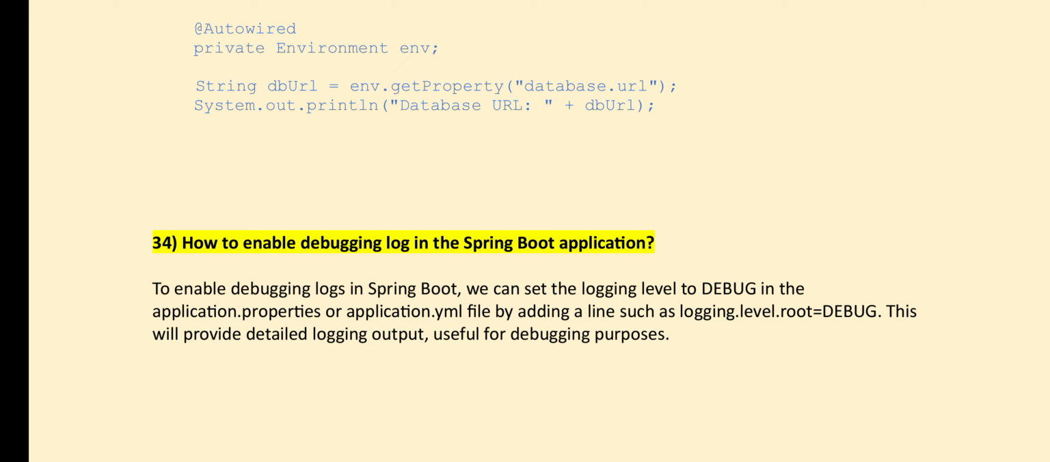How to enable debugging log in a Spring Boot application? To enable debugging logs in Spring Boot, we can set the logging level to debug in the application.properties or our YML file by adding a line such as logging.level.root=debug. This will provide detailed logging output useful for debugging purposes.